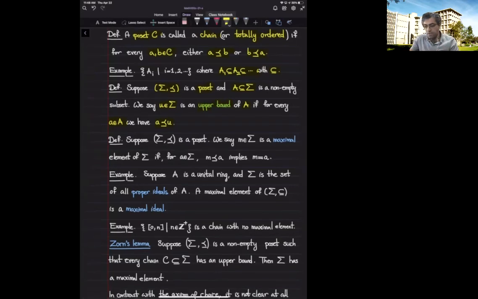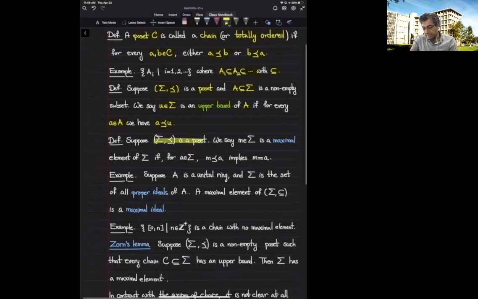Now, when I give you a partially ordered set, an element m is called a maximal element if there is nothing on top of it. What does that mean? This means if for some element inside this poset, that element happens to be at least m, then they should be equal. So there is nothing on top of m. If there is nothing on top of m, we call it a maximal element. Notice that we are not saying this small m is a maximum element. Maximum means that it is an upper bound for the set sigma.